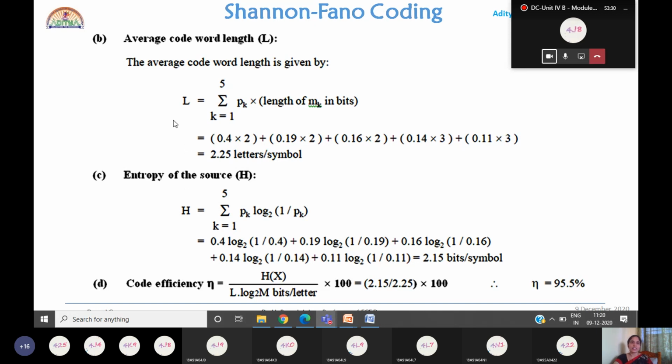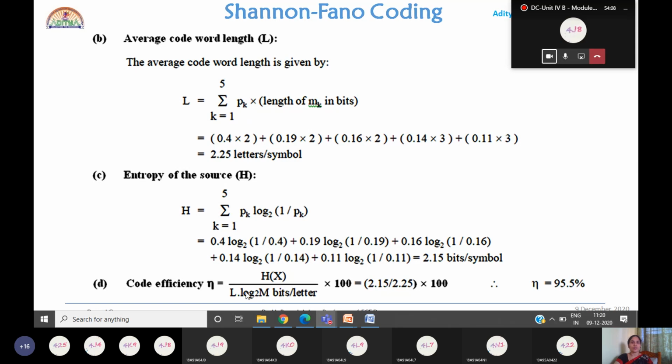So this is how you will calculate the average code word length and entropy. The units of entropy are bits per the corresponding element. Here the elements are symbols, so bits per symbol. Now efficiency. Please remember these expressions. Code word length and entropy you can remember because you already studied them. Code efficiency eta is defined as the ratio of H of x divided by L, the average code word length, multiplied by log m base 2.